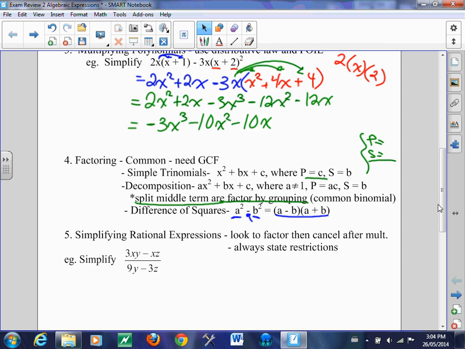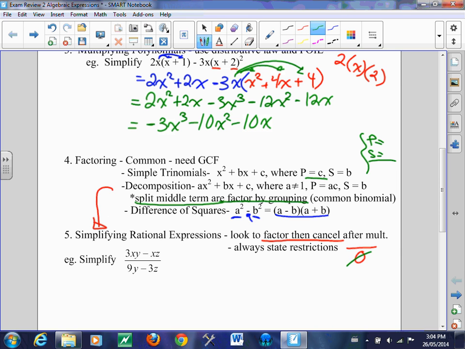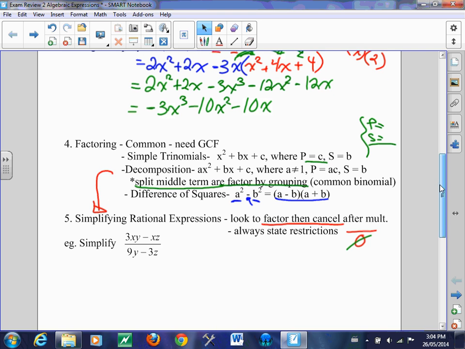That became useful for us when we were doing the next step, which is simplify rational expressions. So you look to factor and then cancel after multiplying. Okay? And always state your restrictions. Remember, your restrictions is the denominator cannot be equal to 0, right? Okay, so any variable that's on the denominator part cannot be equal to 0.